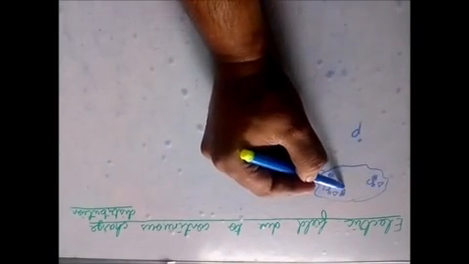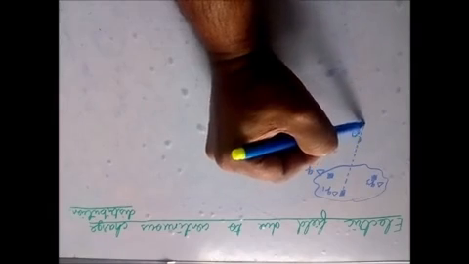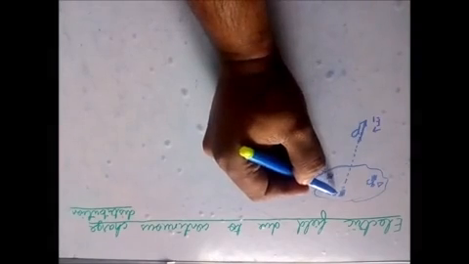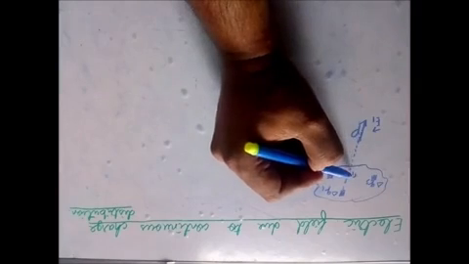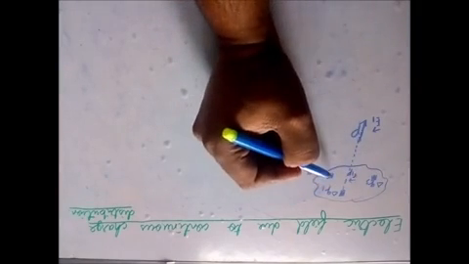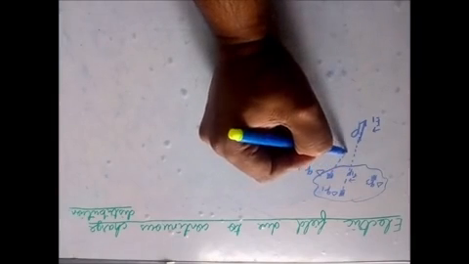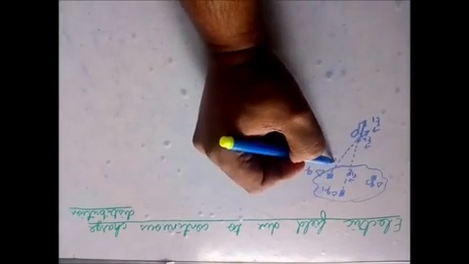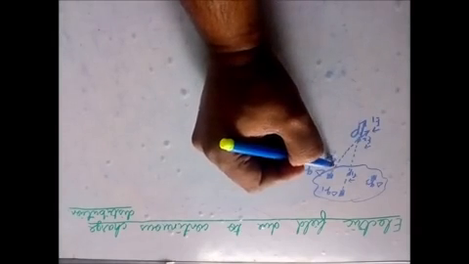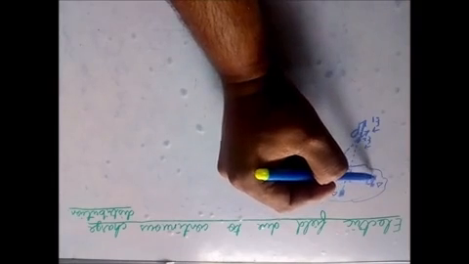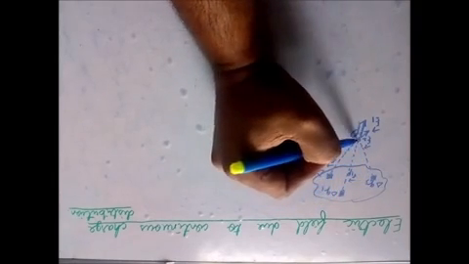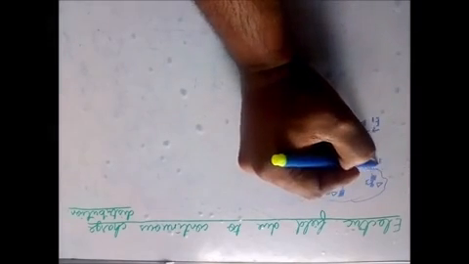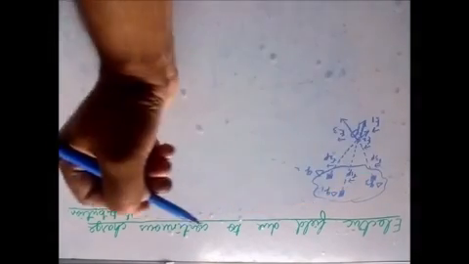The electric field due to delta q1 will come downwards this way, and we mark this electric field as E1 vector. The distance between delta q1 and P will be r1p vector. Then the electric field due to delta q2 will come this way, and we mark it as E2 vector. The distance will be r2p vector. Then the electric field due to delta q3 will come downwards this way, and this will be E3 vector. The distance will be r3p vector.